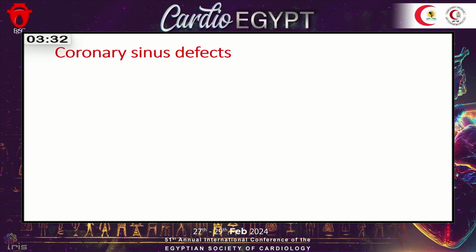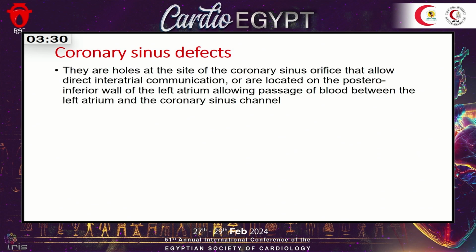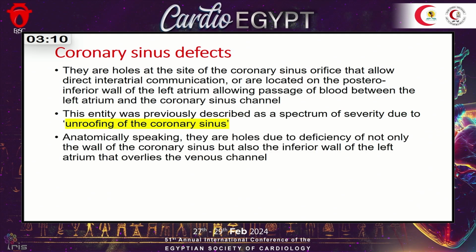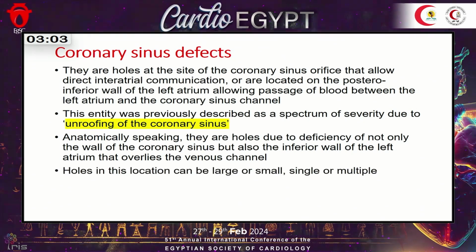The coronary sinus defect. They are holes at the site of the coronary sinus orifice that allow direct interatrial communication, or are located in the posterior inferior wall of the left atrium, allowing passage of blood between the left atrium and the coronary sinus channel. They were known before as unroofing of the coronary sinus, and anatomically speaking, they are holes due to deficiency in both the coronary sinus wall and the inferior wall of the left atrium. Holes in this location can be large or small, single or multiple; they are varying.